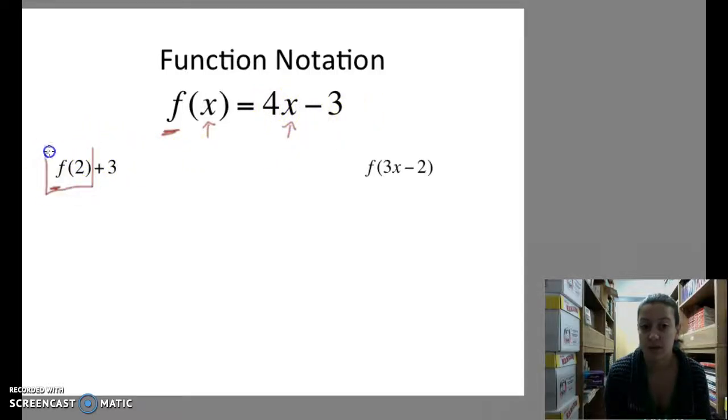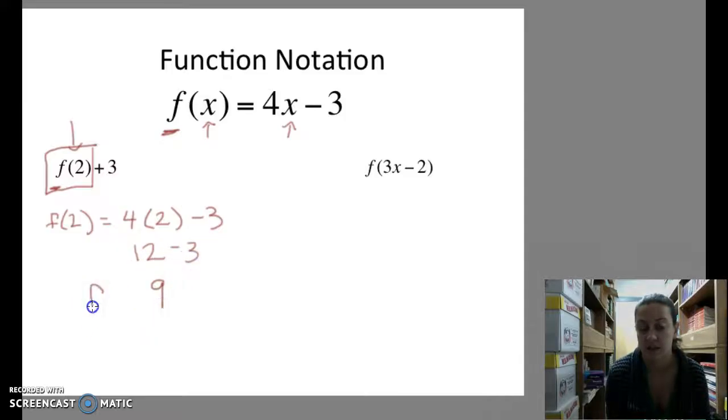We're going to start with doing this. Our function at 2, with our input being 2. So f of 2 equals 4 times 2 minus 3. 12 minus 3 is 9. So our function at 2, when our input was 2, our output is 9. Well, the next step of this problem is to add 3 to that. So we're going to take f of 2, which is 9, and add 3. And we get 12. Easy peasy, right?